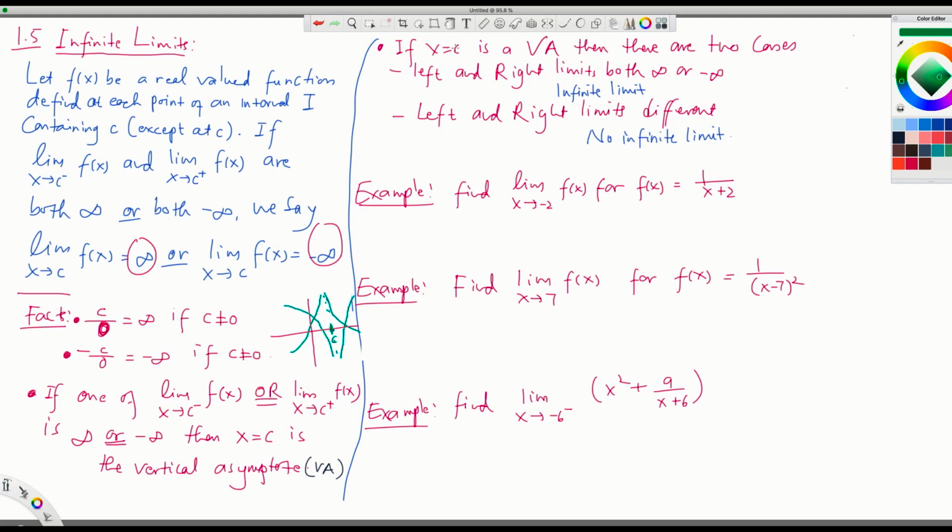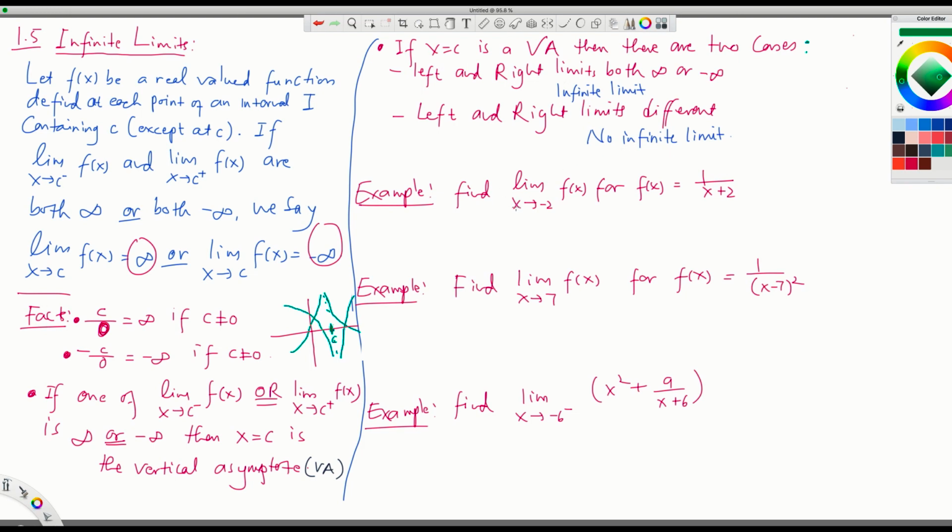If x equals c is a vertical asymptote, then there are two cases. What are those two cases? One is that the left hand limit and the right hand limit are both positive infinity or both negative infinity, and we call that the infinite limit. The other case is that the left limit and the right limit are different. They are infinity but a different type of infinity. One is positive infinity, the other is negative infinity. In this case, no infinite limit. So we'll see some examples related to this.